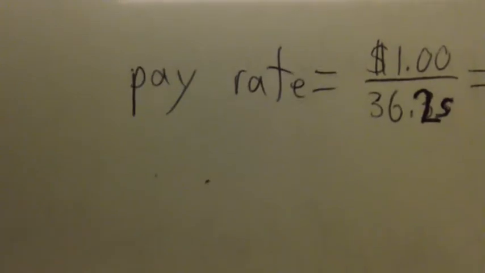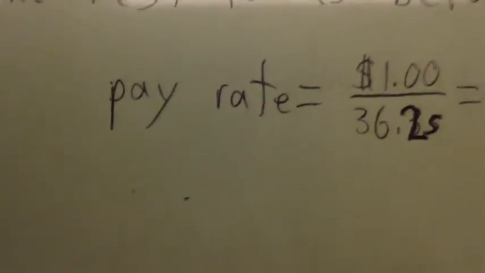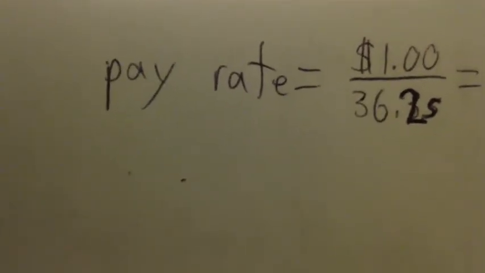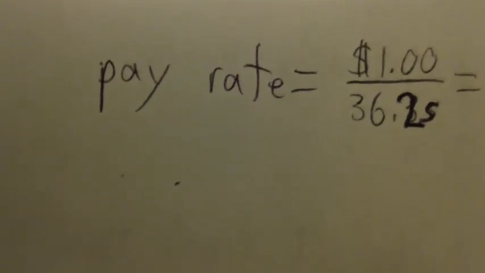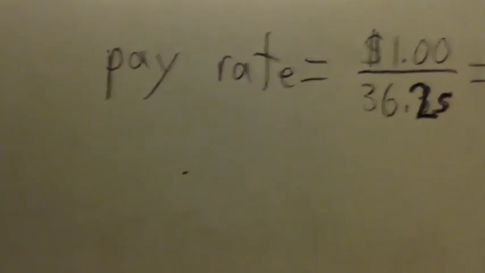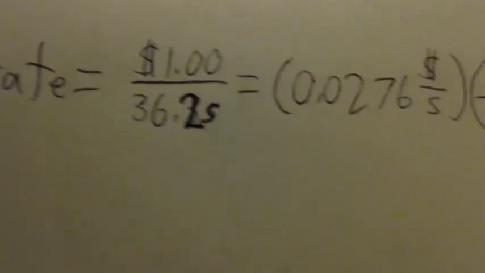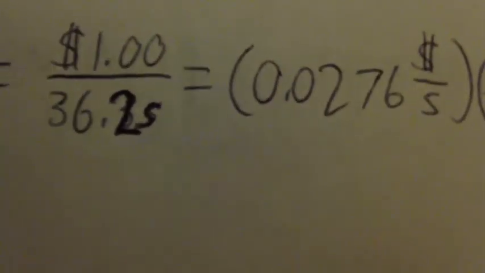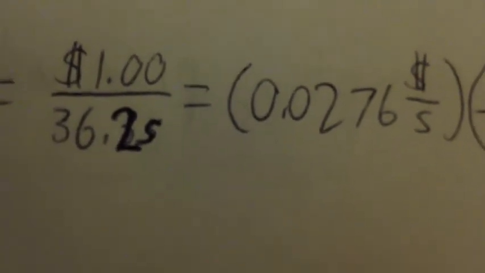It's the same from there as before. To find the pay rate, divide $1, which is how much money he was docked on his paycheck for the time he was in the air, by your time in seconds. You will get $0.0276 per second, just as before.